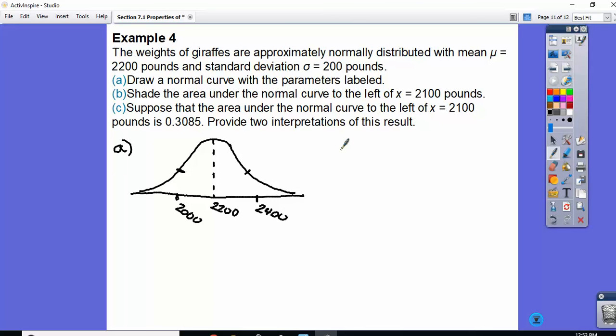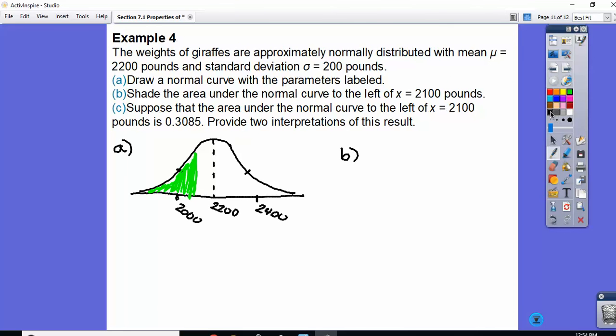Okay, part B. Shade the area under the normal curve to the left of 2,100 pounds. So 2,100 would fall right in here, halfway between, and we are shading the area to the left of that. Now in the next section we'll talk more about how to find those probabilities. We could use the empirical rule to find it, but we're not going to right now. We're going to save that for tomorrow.